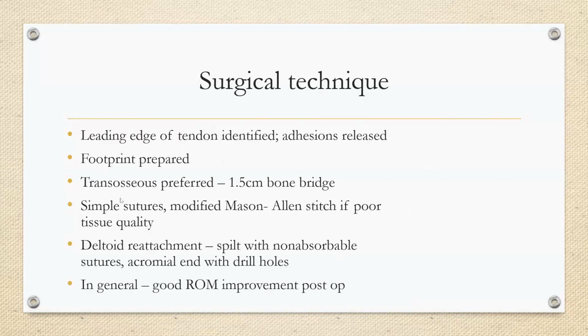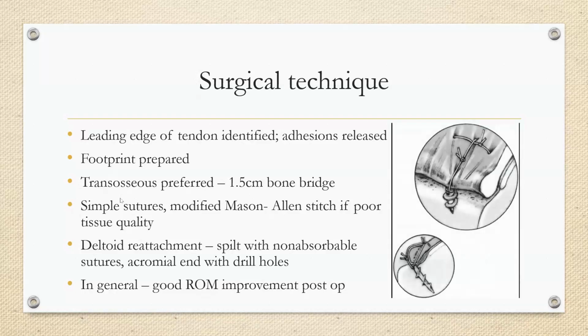The tendon is identified, the adhesions are released, and the tendon is mobilized such that it sits onto the footprint. The footprint is prepared using a curette or a burr. When using an open technique, the transosseous technique is preferred, where a medial row is placed and the lateral drill hole is placed on the inferolateral cortex of the greater tuberosity, with about 1.5 centimeters of bone bridge.